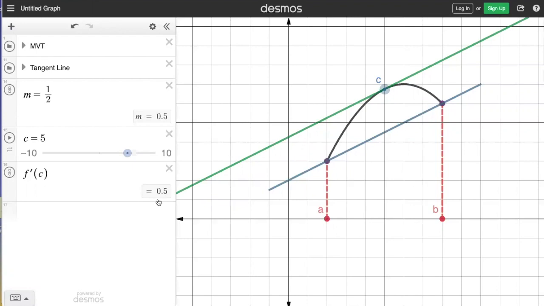There can be multiple C values on an interval, but there will definitely, according to the mean value theorem, always be at least one if your function is continuous, meaning it's traceable, and it's differentiable, meaning you don't have anything like a corner, a cusp, or a vertical tangent that would stop there from being a derivative. This also has another meaning, which we'll go back and look at on the other screen.